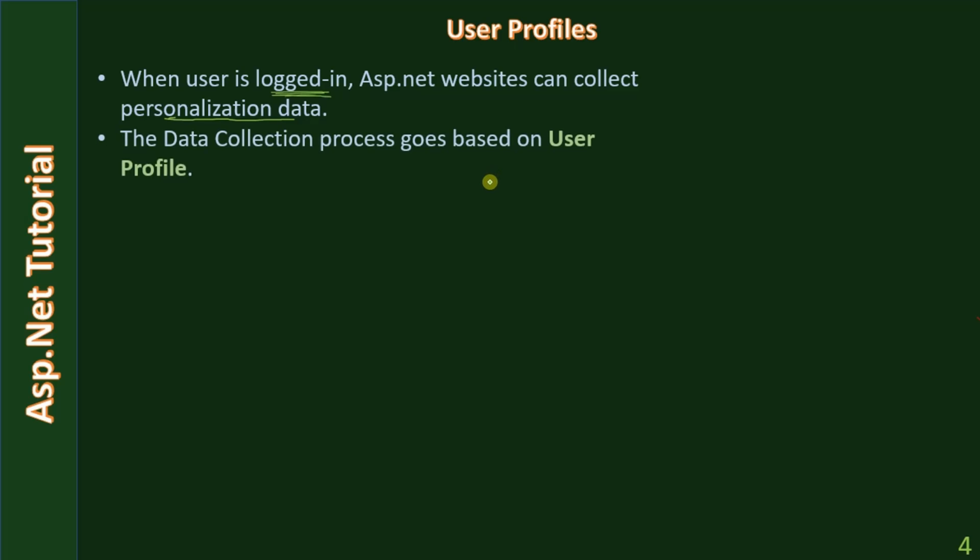The data collection process goes based on the user profile. Whether the logged in user is male or female, what the logged in user's age is, all that profile information we can collect during the registration, or at a later stage also we can collect and store it separately. Then based on the collected data, or the user's profile data, the data collection process can trigger.